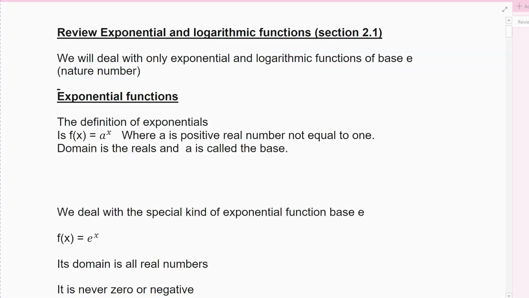Chapter 2, we're going to extend our knowledge of derivatives by looking at derivatives of exponential and logarithmic functions, and only a special case of each of those. All right, so we're going to briefly remind you of exponentials and logarithms, and in this class, the only type of exponential function and the only type of logarithmic function that we're going to do derivatives of are the base e, the natural number e.